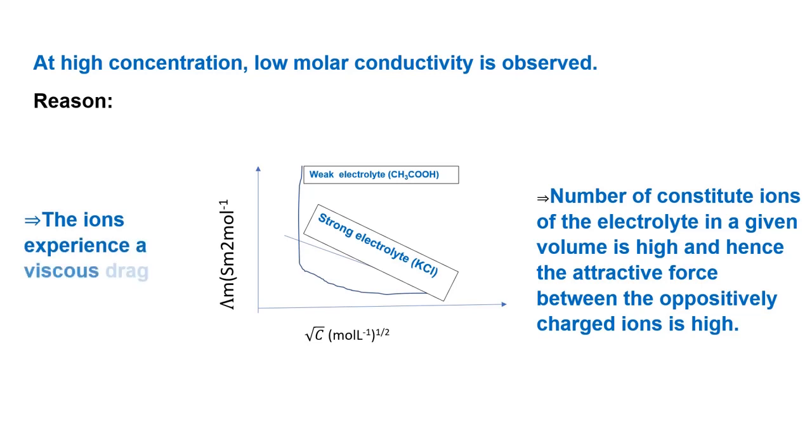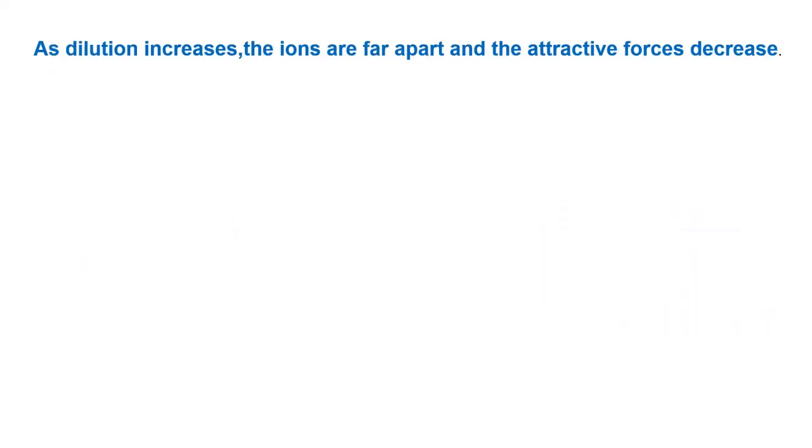One more reason: the ions experience a viscous drag due to solvation. So in water or in any solvent, the movement of the ions is dragged by the solvation of the solvent. So the ions experience a viscous drag due to the rate of solvation. At higher concentration, the molar conductivity is low.